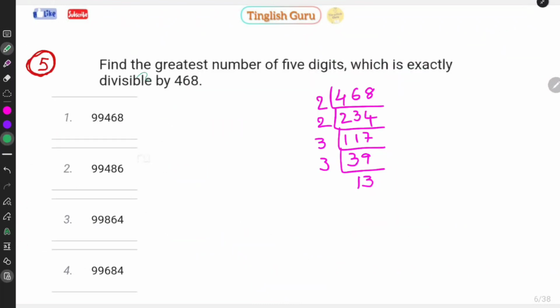Next, find the greatest number of 5 digits which is exactly divisible by 468. So this is a number system question.